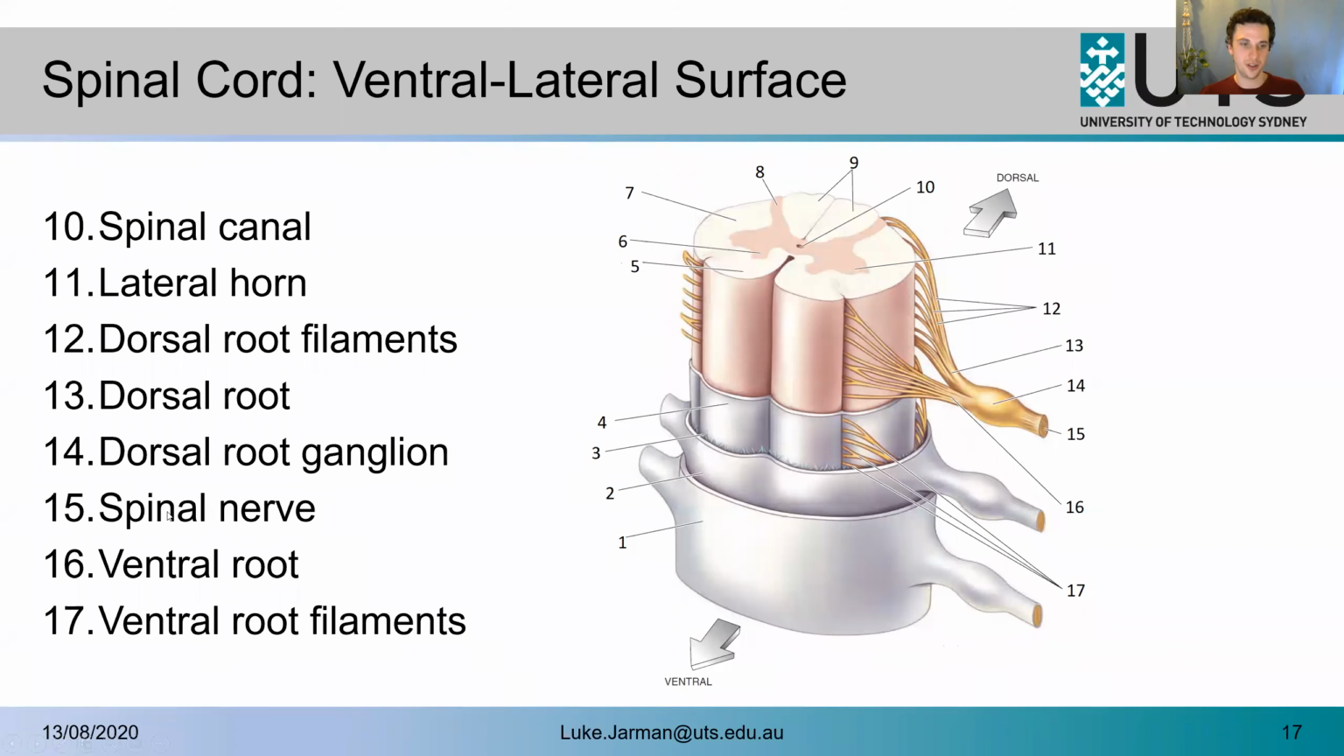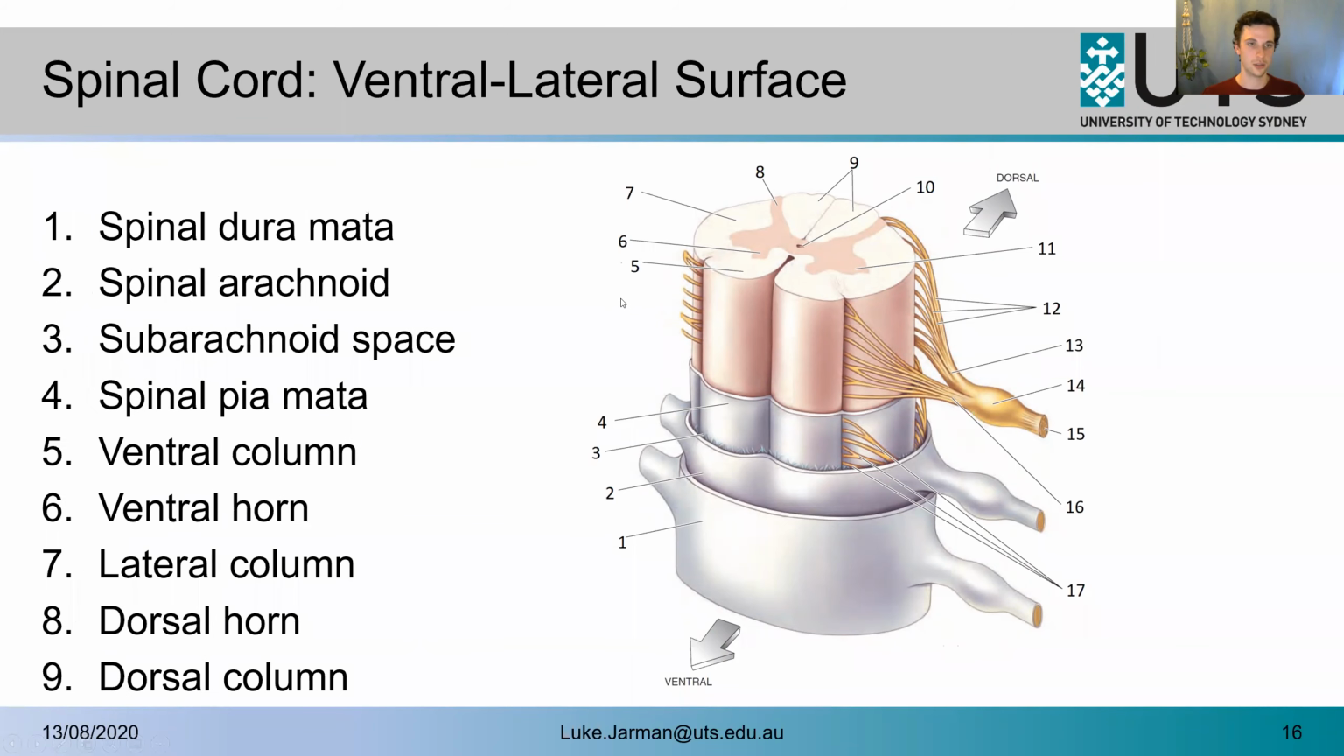15 is your spinal nerve, 16 is your ventral root, and 17 are your ventral root filaments. What is the purpose of each of the three, of the dura mater, arachnoid, and pia mater? They're just mainly protective. So they would serve as physical protection.